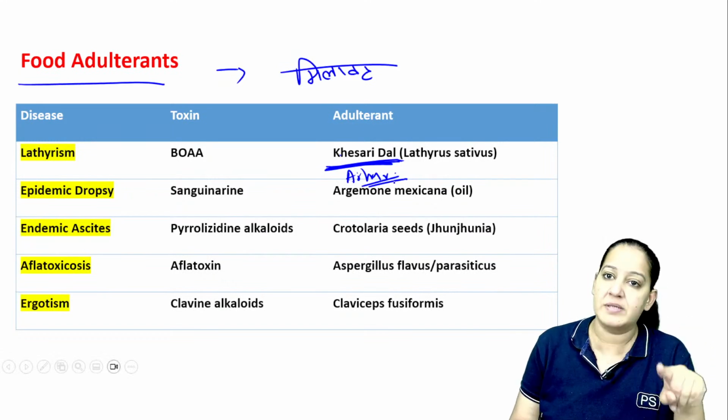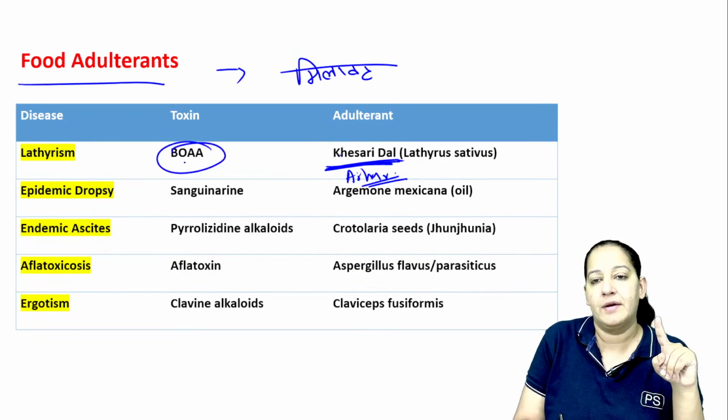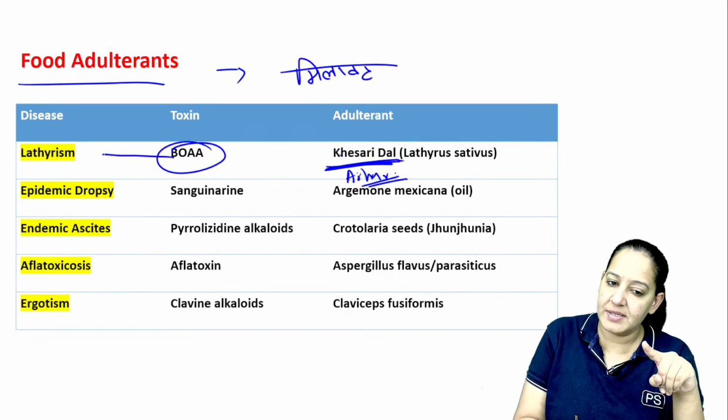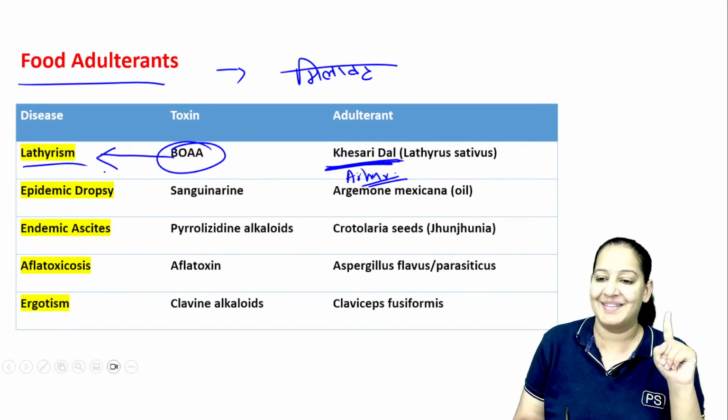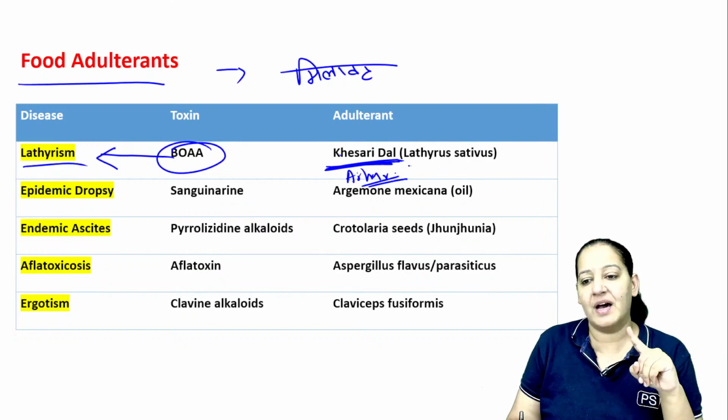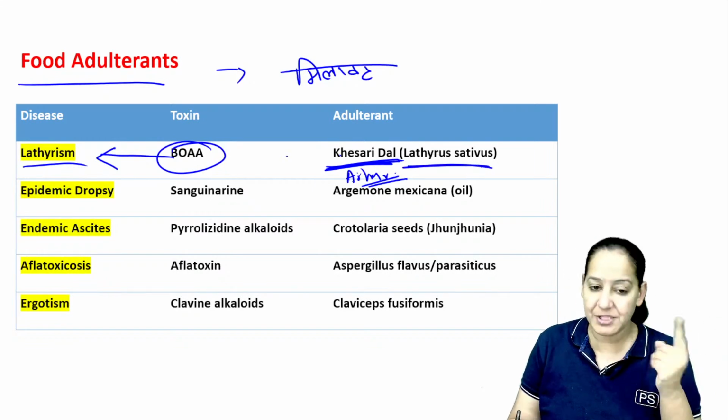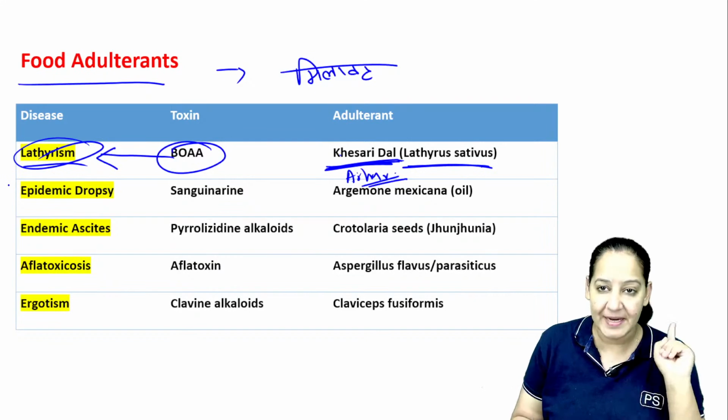It contains a toxin. The name of the toxin is BOA. Okay, and this toxin causes paralysis. It causes a disease known as lathyrism. The scientific name of khesri dal is Lathyrus sativus. That's why the disease is known as lathyrism. That is the first example.